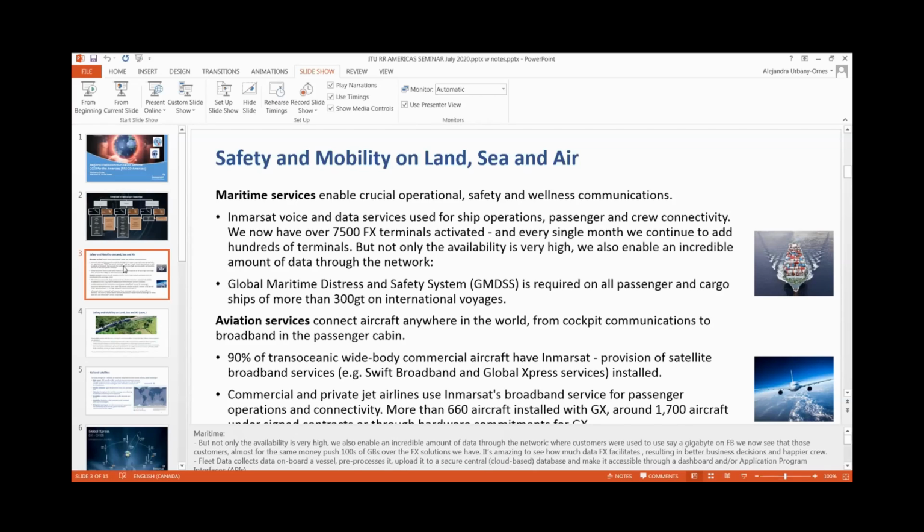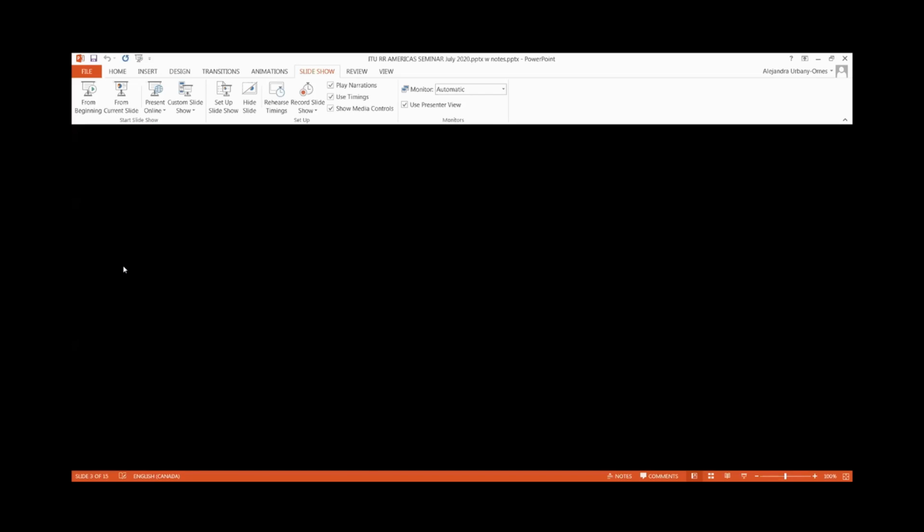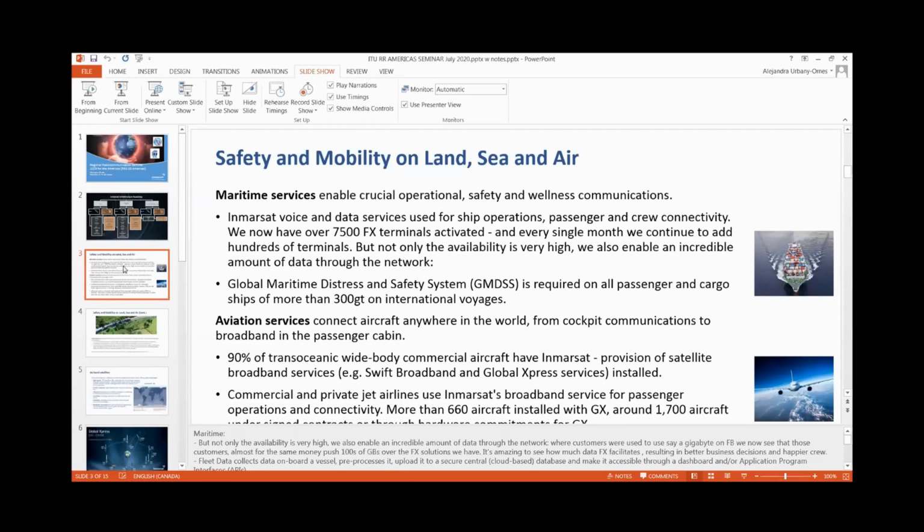And the services have been used in Colombia and Argentina and Chile, and they have proven that the services, even in worse conditions, like in the Antarctica and Chile, have proven very successful.